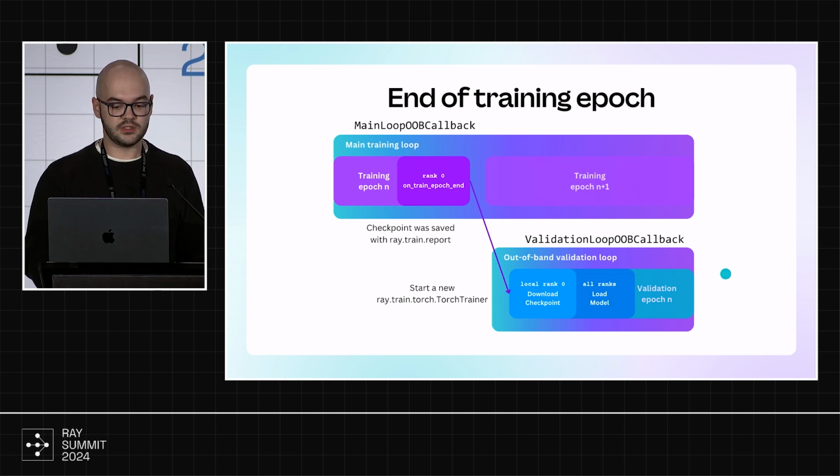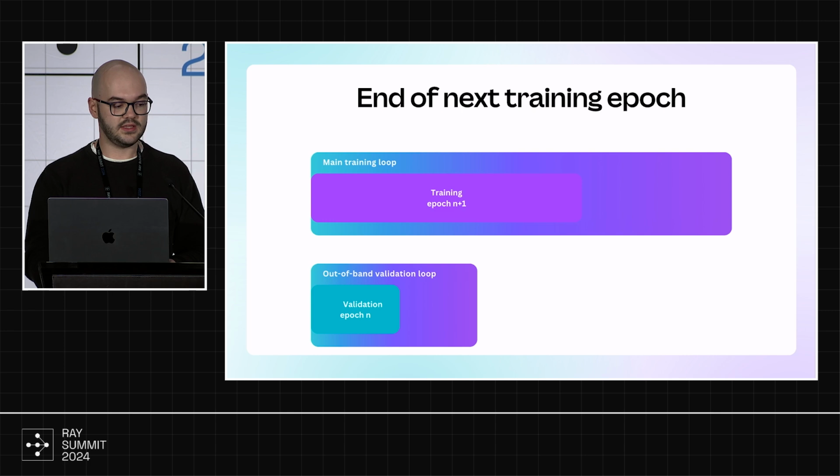And as we mentioned, the training doesn't have to wait. We also start training. And another interesting event is the end of the next training epoch. So coming back from the other side, we had the validation loop running, and it was capturing the validation metrics, and now it's time to report them back.